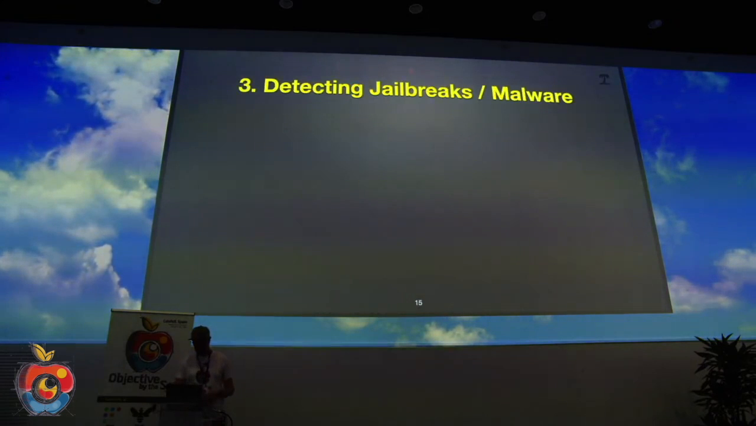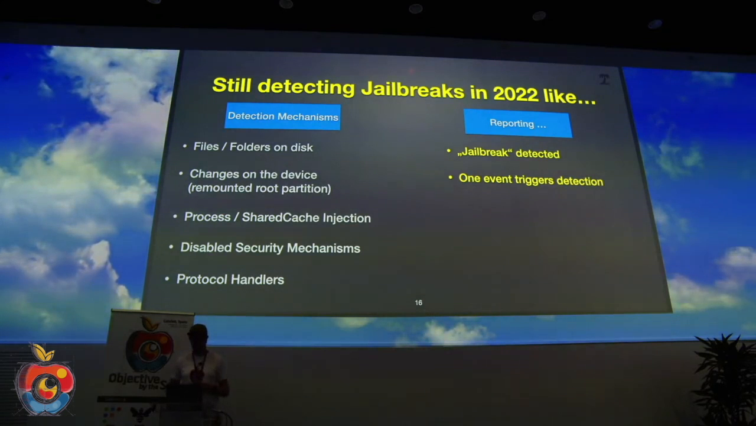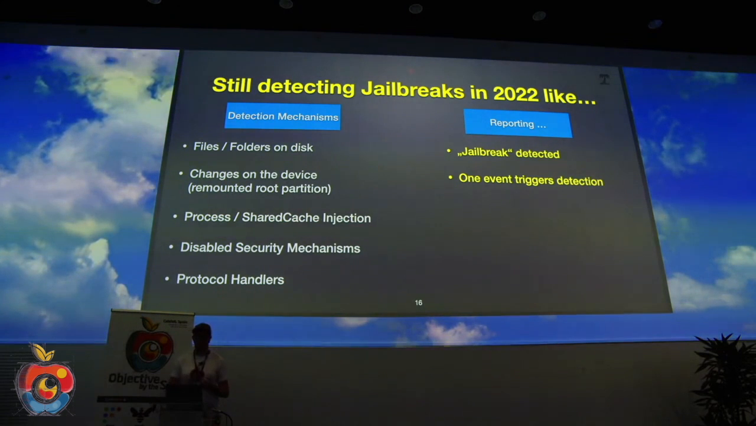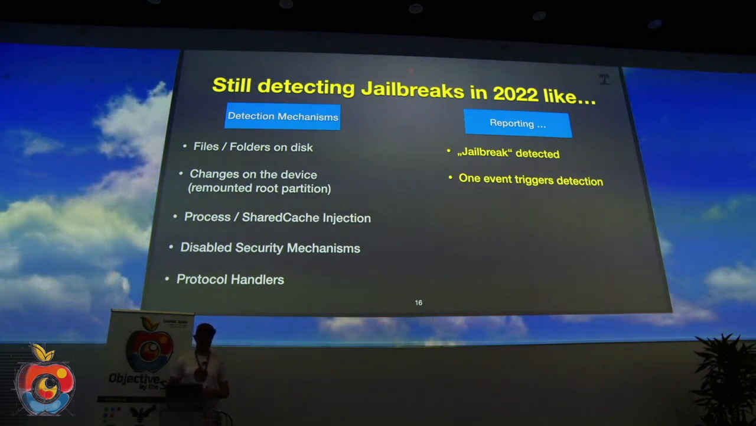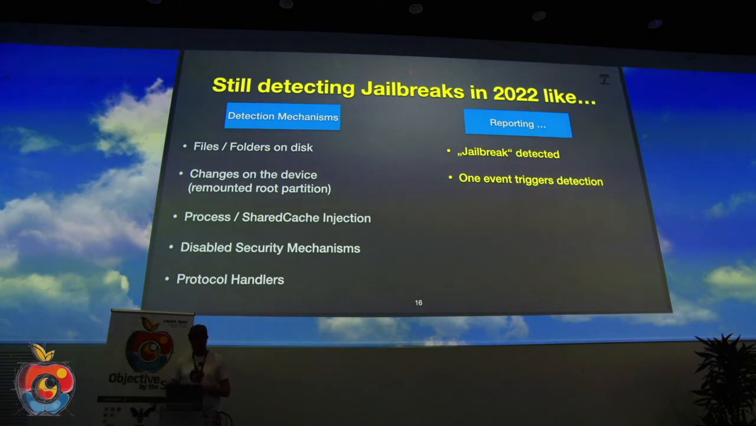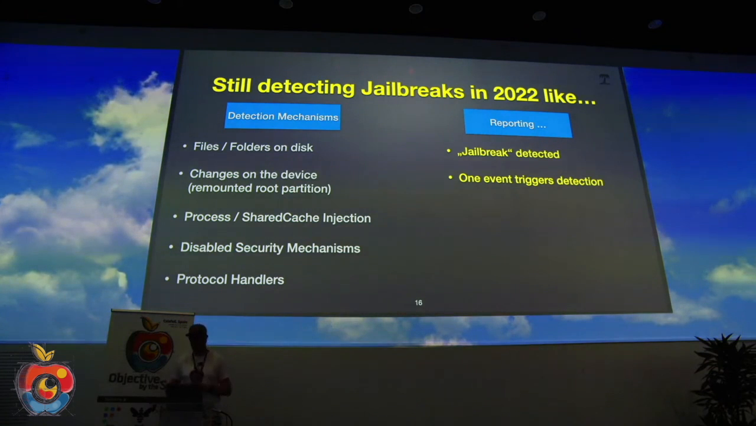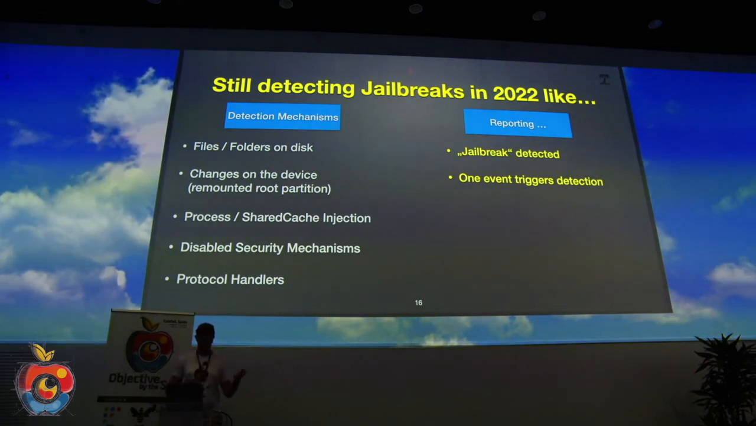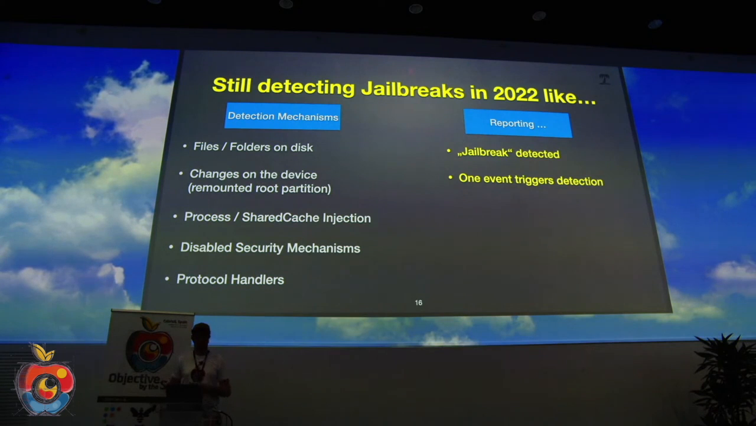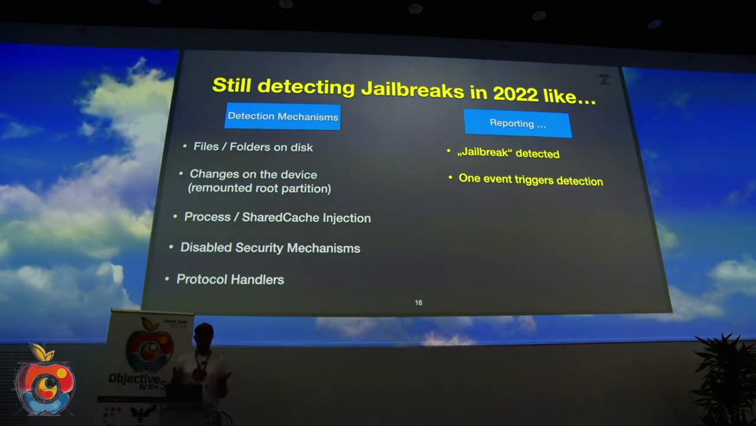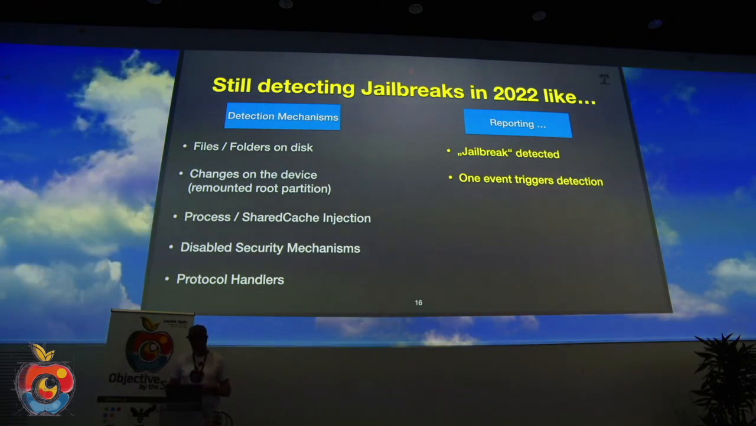So how are we detecting jailbreaks and malware today? Typical detection mechanisms for a jailbreak: you have files and folders on disk that you know of, for example /JB, or you know that the Cydia application is installed at a certain file path. You can detect that. You can detect changes on the device. For example, before iOS 15, you could detect that you have a remounted root partition. The root partition of the device is normally just readable, but not writable. So if you remount it and make it writable, you can write something to /, and you can also detect if you try to write to that folder as an application.